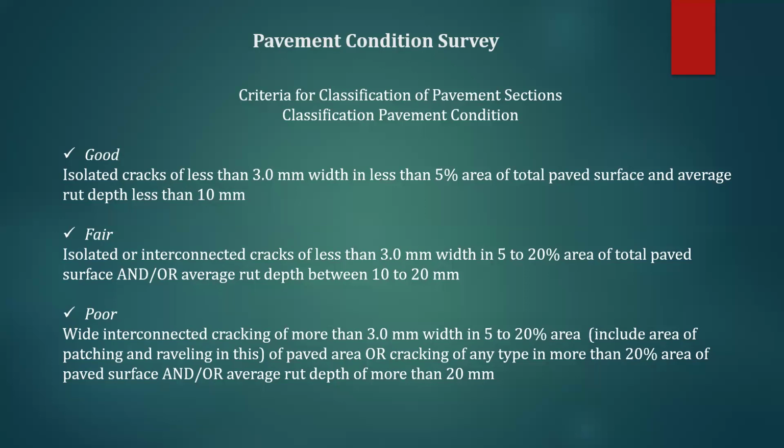I took 1 kilometer, okay, and in that, 5% of the area is having less than 3 mm width cracks, and average rut depth less than 10 mm, then I can consider that good. And fair: isolated or interconnected cracks of less than 3 mm width in 5 to 20% area of total paved surface, and/or average rut depth between 10 to 20 mm. So these are all the IRC recommendations we have to follow.